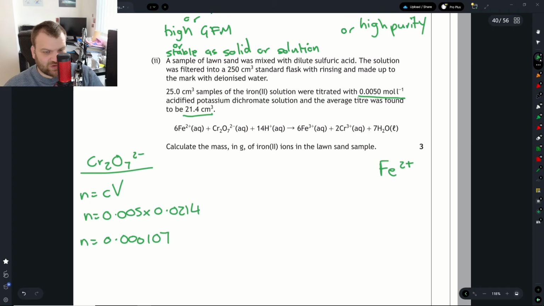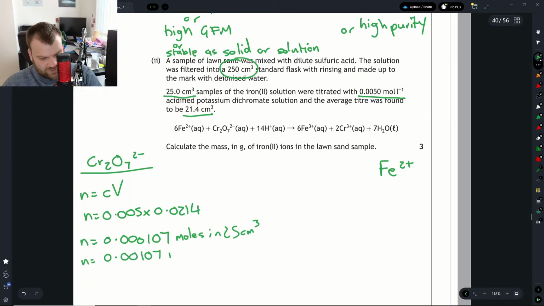The key with these questions is we are going to need to scale them up at some point, and that's how they make it a little bit different from what we did at Higher. Our chemical was made up into a 250 centimetre cubed flask, and we used 25 centimetres cubed at a time. That means there's going to be that number of moles in 25 centimetres cubed, which means we'll have 10 times as much, so drop one of the zeros, in 250 centimetres cubed. You could scale it later. I just like to get it out of the way because I am liable to forget, so I would deal with that as soon as I can.